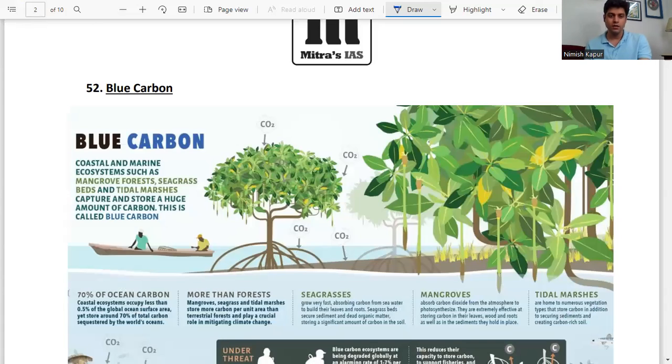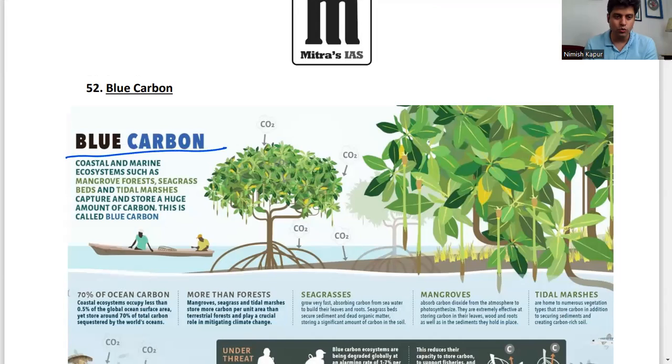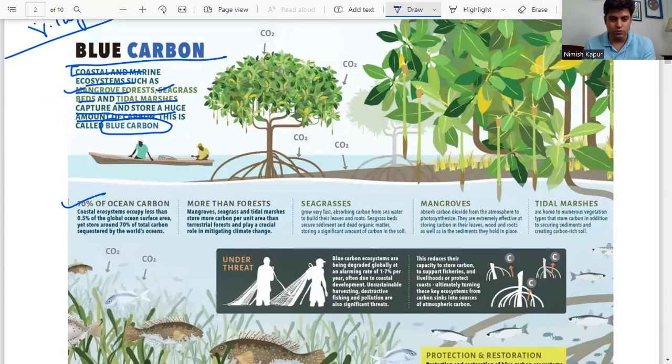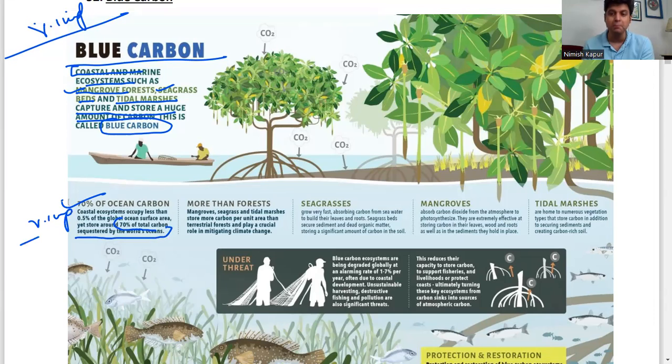Blue carbon. So what is blue carbon? So coastal and marine ecosystems such as mangrove forest, seagrass beds, and tidal marshes capture and store a huge amount of carbon. This is called blue carbon. Very important, right? So 70% of ocean carbon: coastal ecosystems occupy less than 0.5% of global ocean surface area, yet store around 70% of total carbon sequestered by the world oceans. So it's very important. Just see the importance of these coastal marine ecosystems.